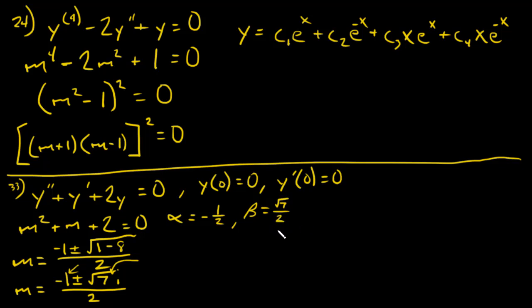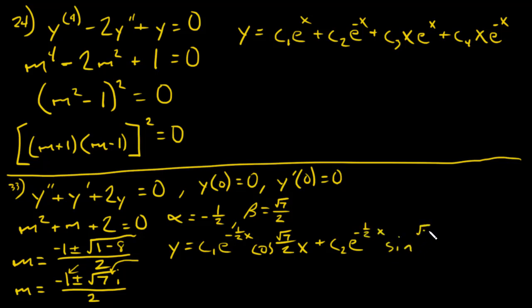So there we go. So then what does that make my y? Well, y is now going to equal c1 times e to the negative 1/2 x cosine root 7 over 2 x plus c2 e to the negative 1/2 x sine root 7 over 2 x. There we go. Okay, so initial condition time.